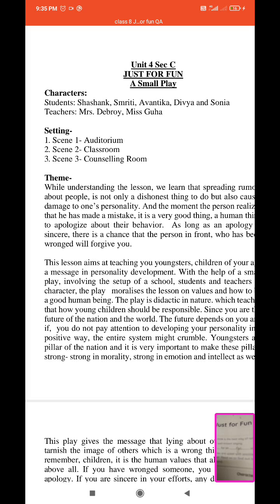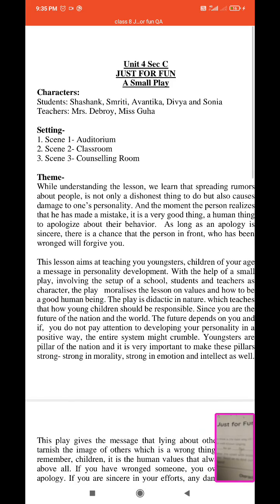Now, third scene is in the counseling room where the three girls go and talk to their teacher, and they have realized their mistake and they want to apologize. They want to make amends. They want to correct their mistake. So that's where the whole setting of the play is set.